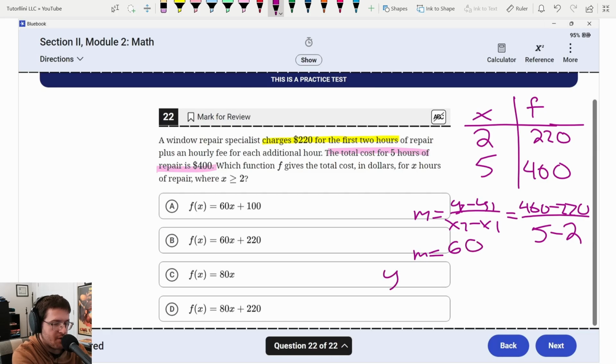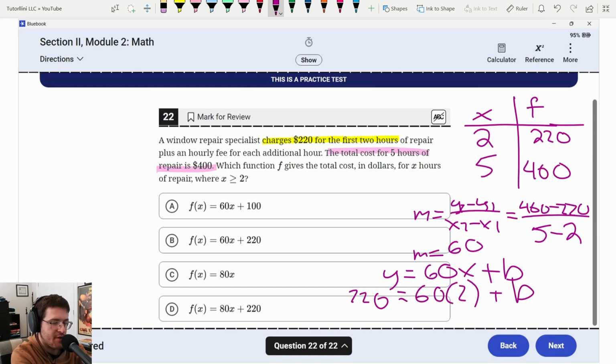And now I could write the partial equation, y equals 60x plus b, mx plus b. And then I could plug in a point. So how about I do the first one? 220 equals 60 times 2 plus b. That's 120. Subtract 120 from both sides. And I get 100 equals b. So the slope is 60. And the y-intercept is 100. The only one that does that is choice A.